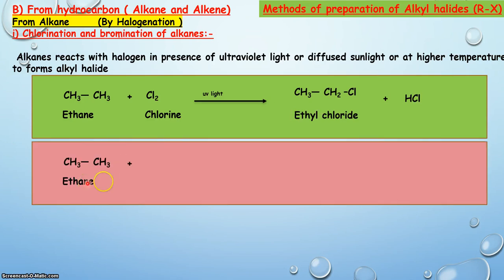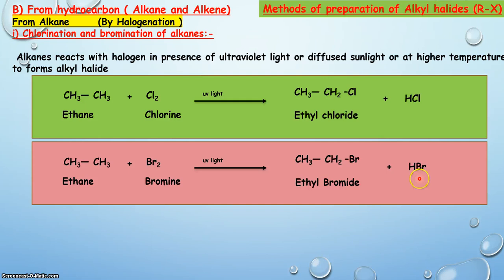Second example, ethane on reaction with bromine in presence of UV light. Again the pattern is same. The hydrogen of ethane is replaced by bromine. So what will be the product here? That is ethyl bromide and byproduct is HBr.